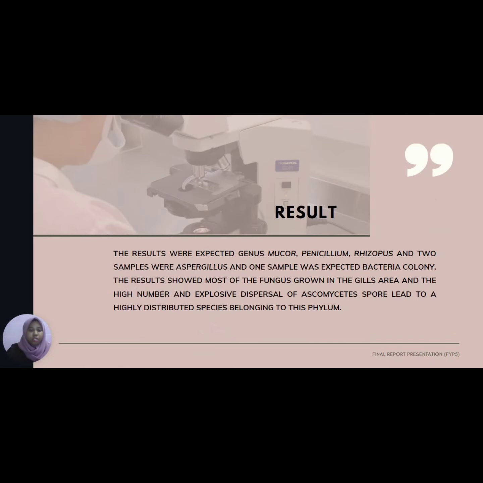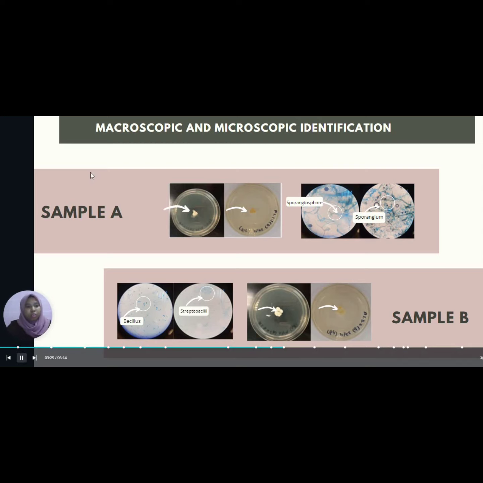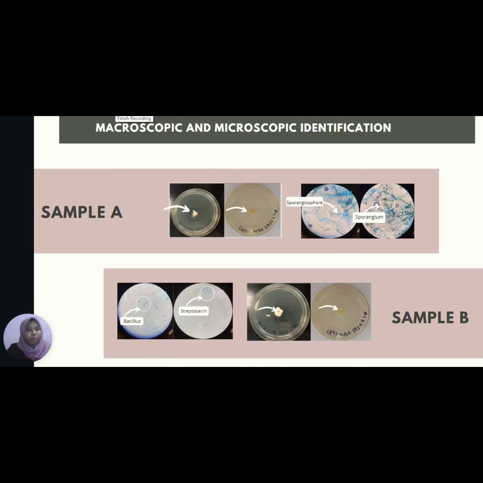The results were expected genus Mucor, Penicillium, Rhizopus, and 2 samples were Aspergillus and 1 sample expected bacterial colony. For sample A, for macroscopic identification, the colony was cottony white, and the reverse colony had yellow pigmentation. For microscopic, we can see there are sporangiophore and sporangium. For sample B, the colony was glabrous and white. And for microscopic, they are bacillus and streptobacilli shape.